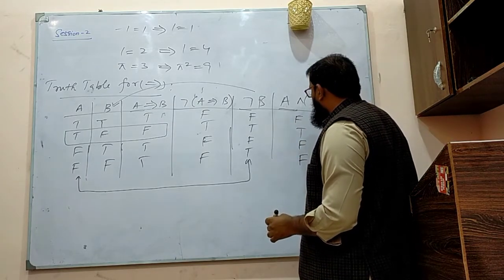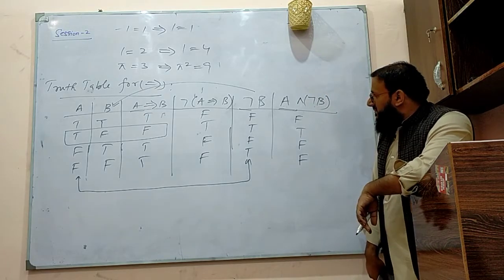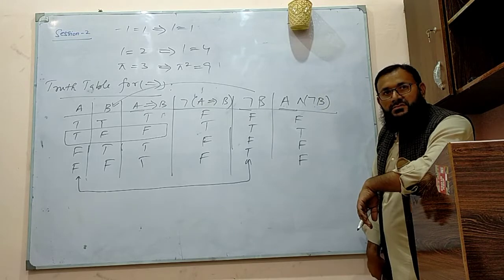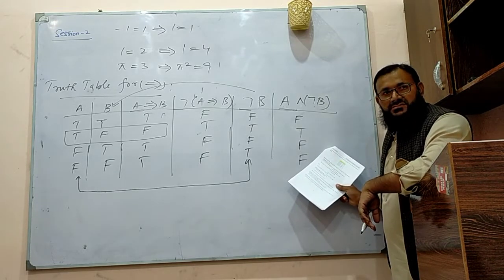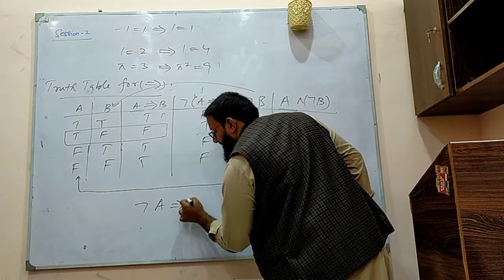Last one line. A is false and B is also false. Then what will be the result? A is false and B is false. Is this correct? Yes, correct.